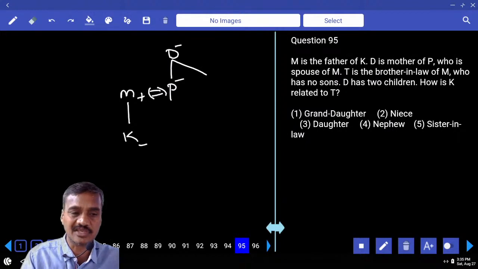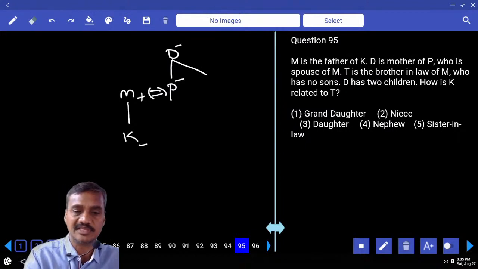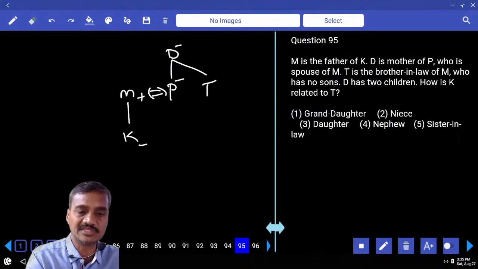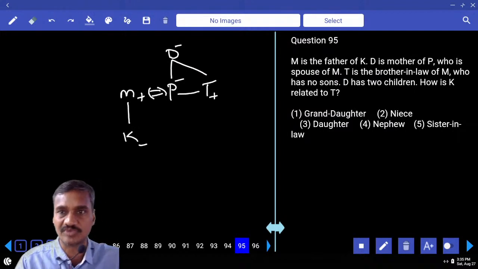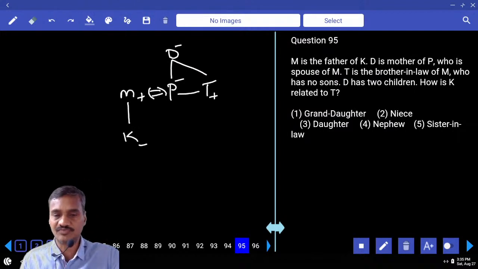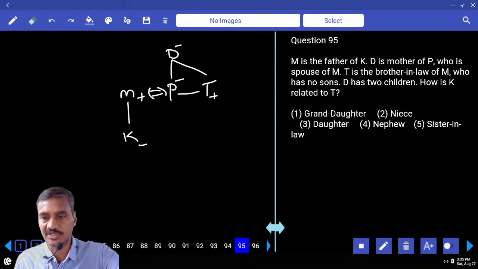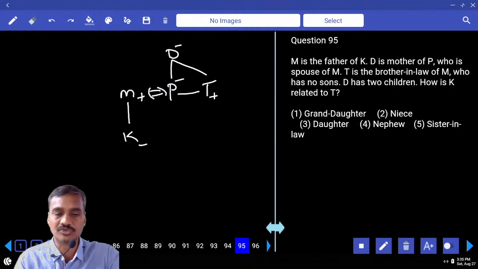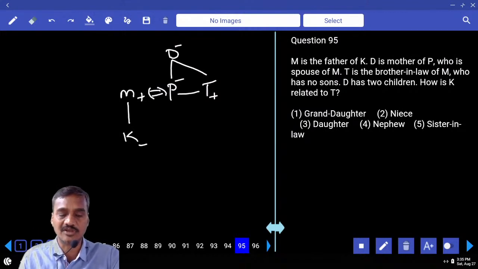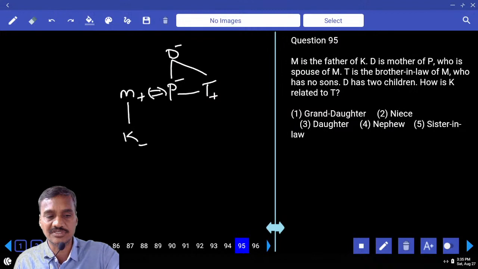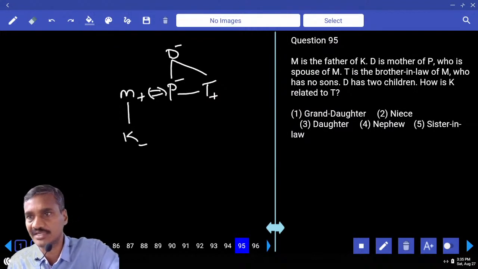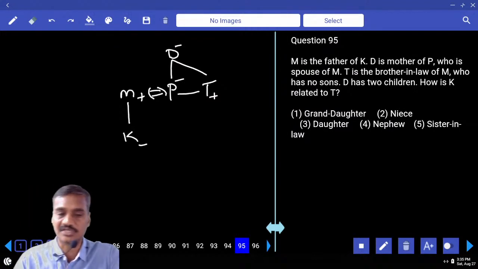And how is K related to T? T is the brother-in-law of M. This is one such possibility. M is the father of K. D is the mother of P. P is the spouse of M. T is the brother-in-law of M. M has no sons. And D has 2 children. How is K related to T? Yes, tell me, how is K related to T here? T is the sister's daughter. Sister's daughter is niece. Niece is the answer choice.